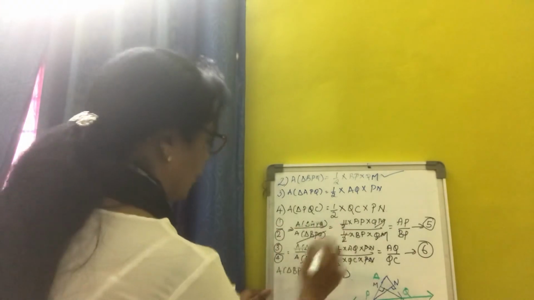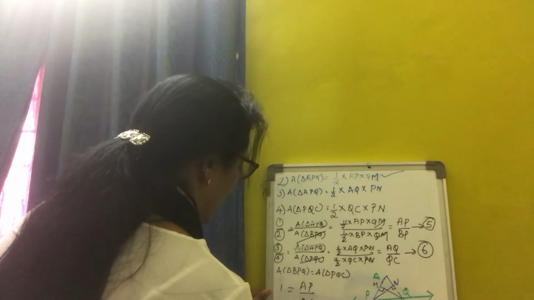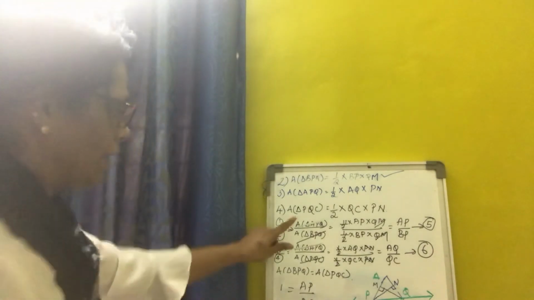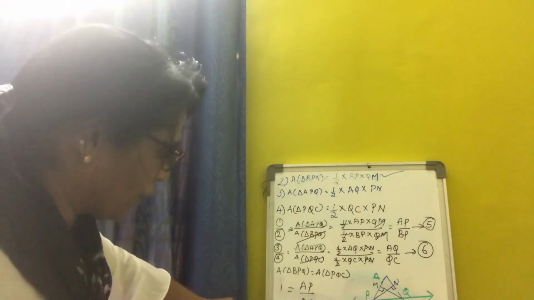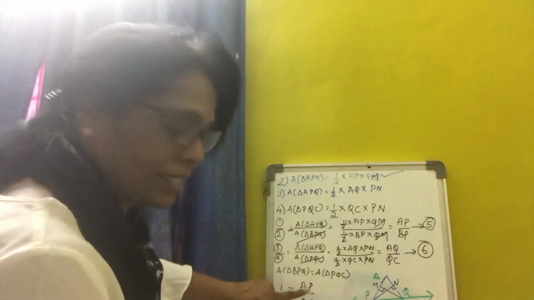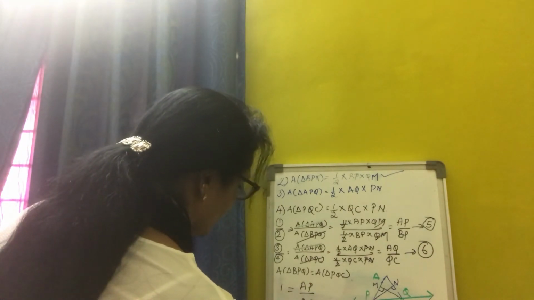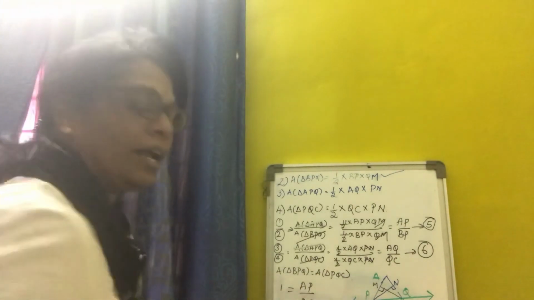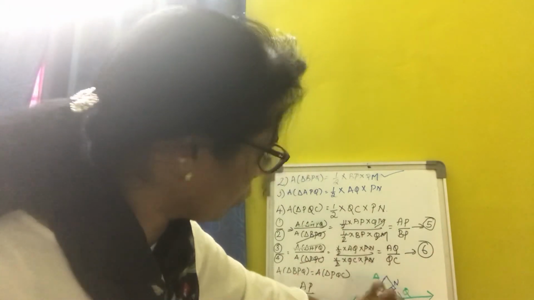So equation number 5 is AP by BP and equation number 6 is AQ by QC. When I cancel the numerator and denominator, it becomes 1. Here also it becomes 1. So same thing: things which are equal to each other are equal to one another. So AP by PB is equal to AQ by QC. Hence proved. We proved our theorem.